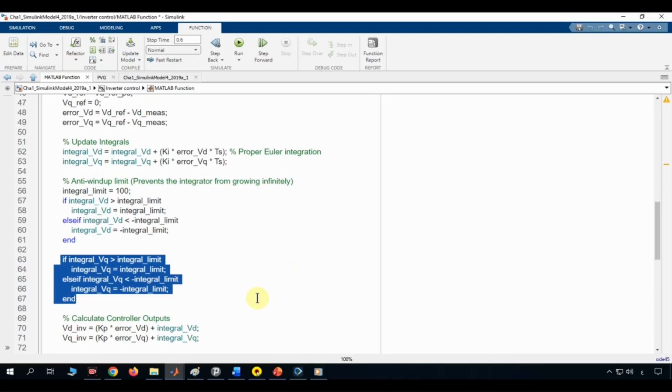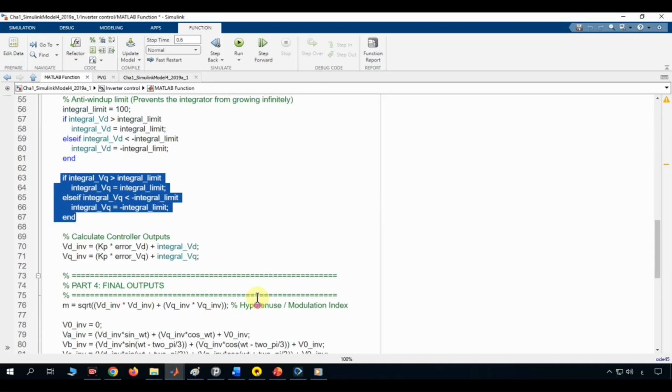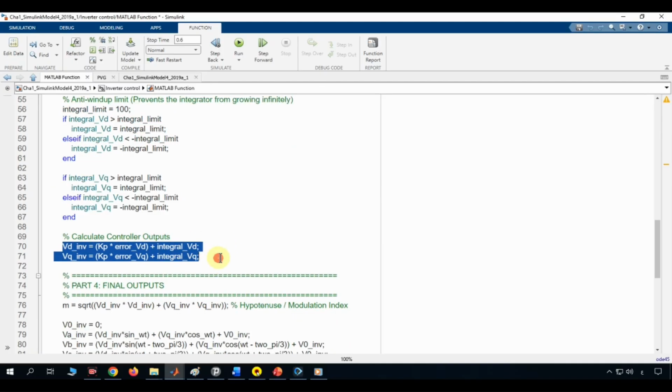Finally, the controller output for each axis is just the proportional term added to the clamped integral term. These two outputs, VD inverter and VQ inverter, represent the corrected voltage command in the rotating frame.